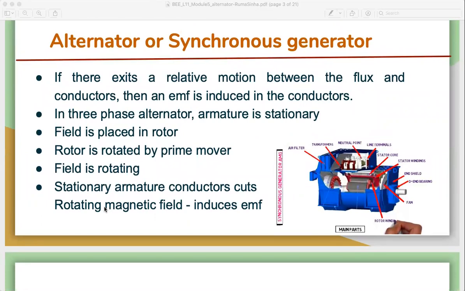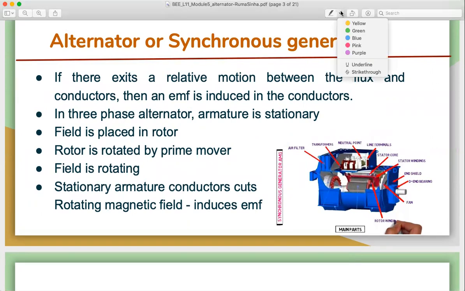From the basic law of electromagnetic induction, we know if there is a relative motion between the flux and the conductor, then there will be an EMF induced in the conductors. Now, the important point is relative motion. When we have a stationary conductor and the magnetic field is rotating, then we will have induced EMF. At the same time, if the magnetic field is stationary but the conductor is rotating, even then we'll have an EMF induced. In case of an alternator, we keep the conductor stationary and the magnetic field is rotated.